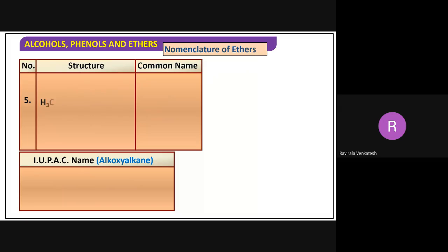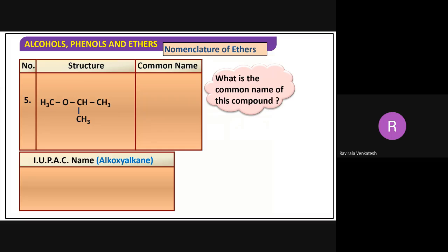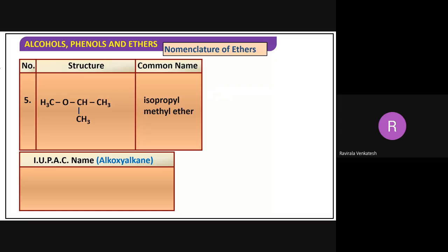Now when you get this one, this is also what actually? Methoxypropane only. But the common name, if you observe, is methyl isopropyl ether. Isn't it? Methyl isopropyl ether, but in alphabetical order it will come under I and M. In this isopropyl, the second carbon has a methyl group, so we can call it isopropyl. A very important structure it is. Isopropyl methyl ether.